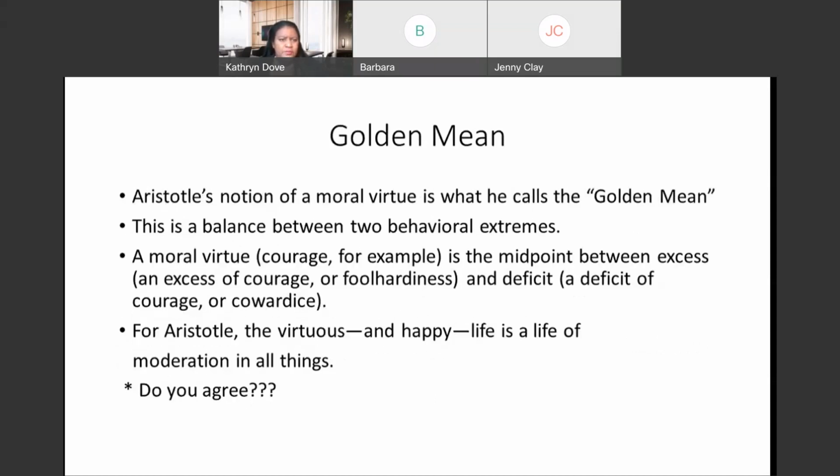Well, the golden mean, Aristotle's notion of a moral virtue, is a balance between two behavioral extremes. On one end would be a deficit, cowardice. On the other extreme is someone who is foolhardy or a bully. And in the middle is courage, right? For somebody, gluttony might be on one end, starvation on the other, and in the middle is just eating enough food to be satisfied. So for Aristotle, the way we can truly achieve eudaimonia and happiness is that life of moderation. Through reason, we figure out what the golden mean is, how to have a balance between the two behavioral extremes. So do you agree with that idea, Jenny, of the golden mean as being really the ideal?